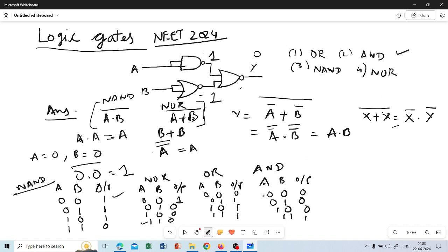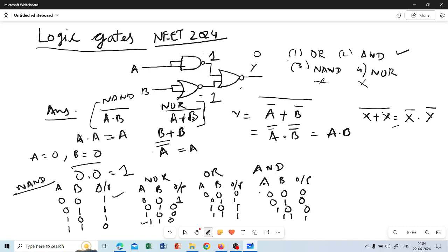So now you can see for 0 0, for OR and AND gate, the output is 0. So the options NAND and NOR gate are eliminated. So these two options are eliminated now. So the option can be either OR or AND.